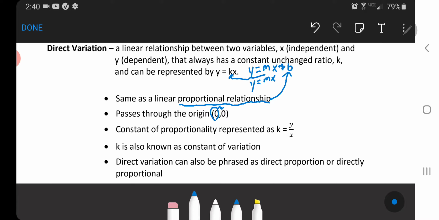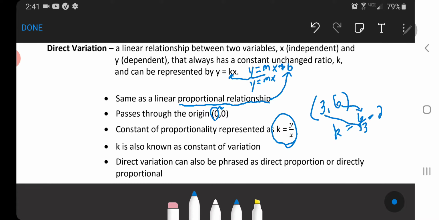Constant of proportionality is represented as k equals y over x, which is great for us because now, in order to solve for our slope or our k, we just have to take a y value and divide it by an x value, or the point. So for example, if I'm given the point 3, 6, to find the k, all I got to do is take 6 divided by 3, the y divided by the x. So in this case, our k would be 2. Easy enough. K is also known as constant of variation.